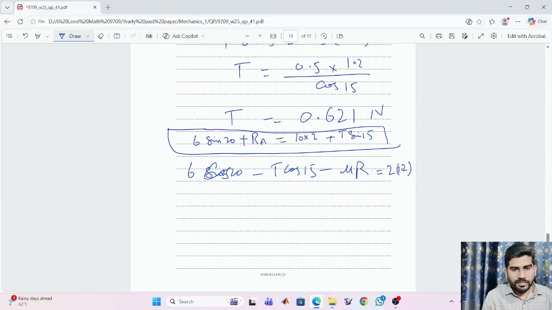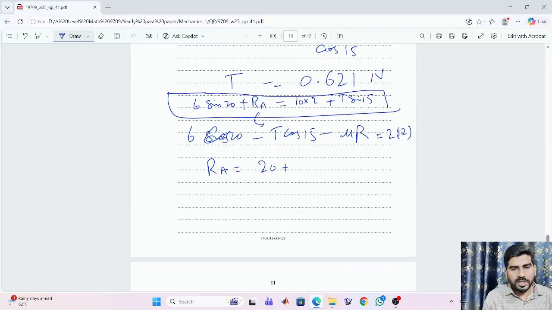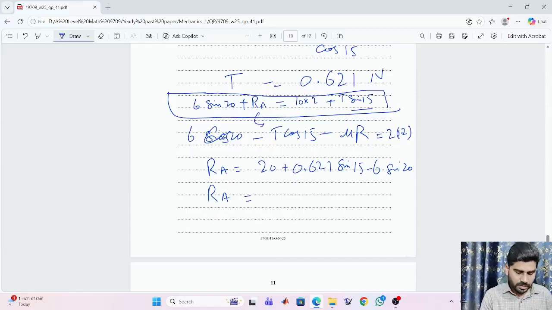So now we have these two equations and we can find mu from here. First we have to find R_A, then substitute this in the other equation. So R_A is equal to 20 plus T sine 15 minus 6 sine 20, where T is 0.621. This will be the normal reaction R. So we can use a calculator to calculate it: 20 plus 0.621 sine 15 minus 6 sine 20. It will be 18.12.